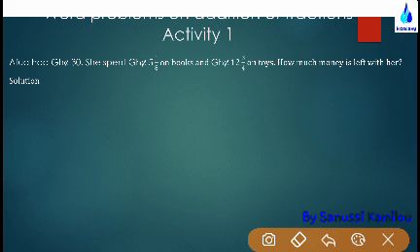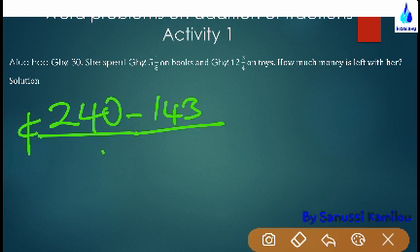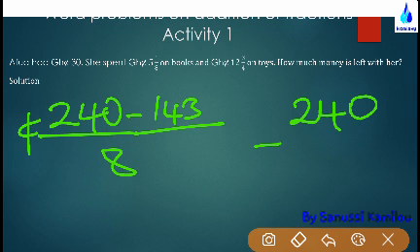We are to subtract this 240 minus 143, okay, all over 8. The CD here is for the chart. That's why I've written it where the bar is. Okay, so we are now going to do 240 minus 143.